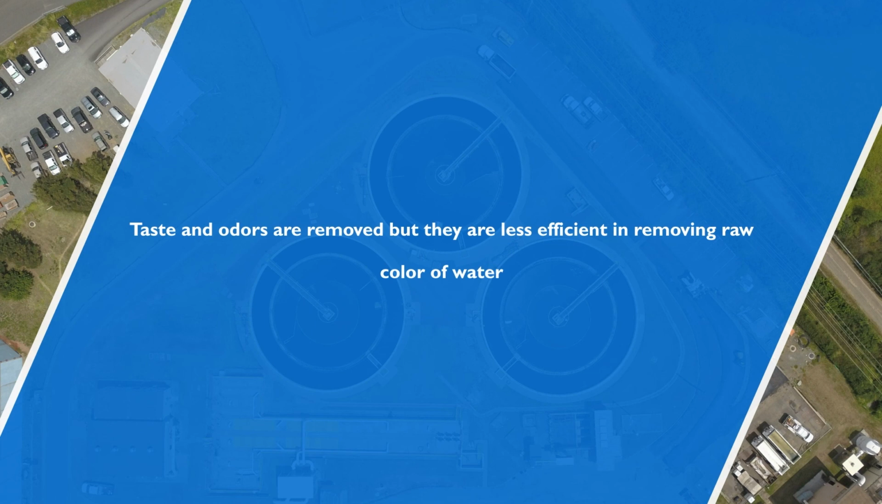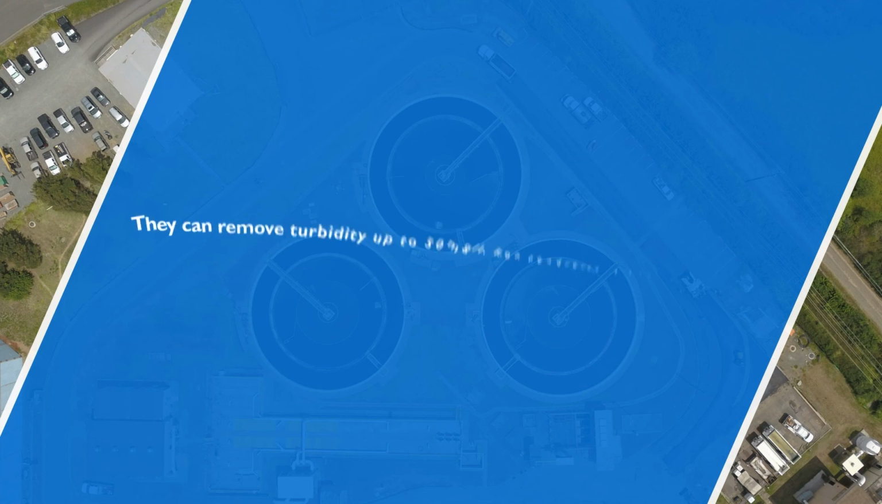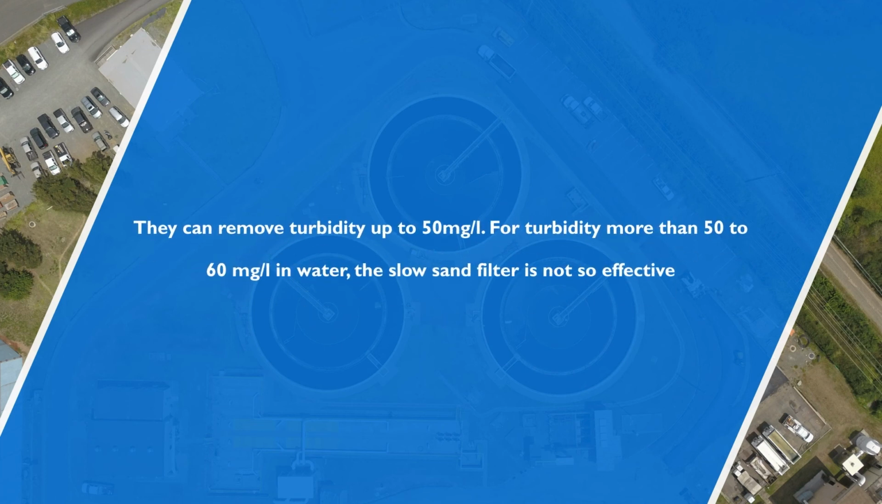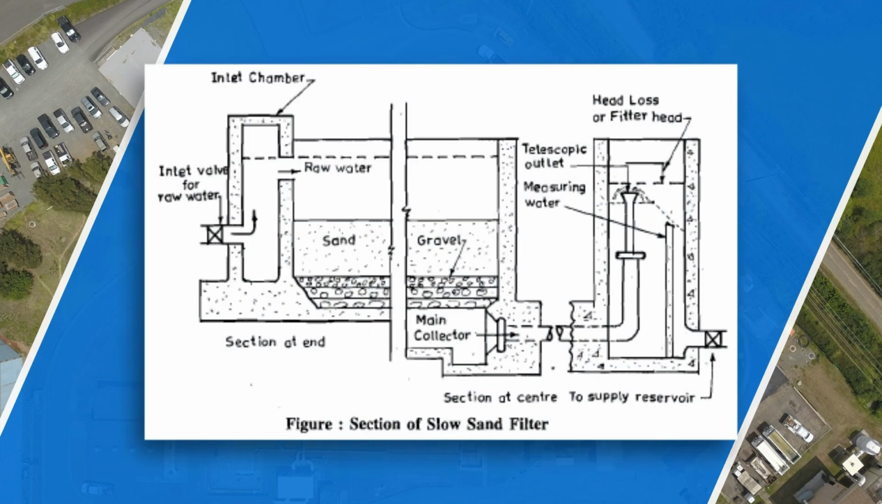Taste and odor are removed, but they are less efficient in removing raw color of the water. They can remove turbidity up to 50 milligram per liter. For turbidity more than 50 to 60 milligram per liter in water, the slow sand filter is not effective. So here is the picture of the slow sand filter. There is the inlet chamber, raw water coming in, and this is moved downward, and there the collection system is available, and then water comes out as the outlet to move to the supply reservoir.